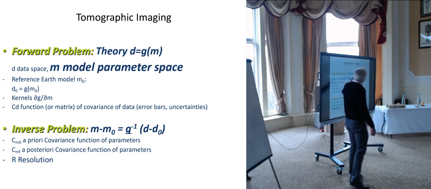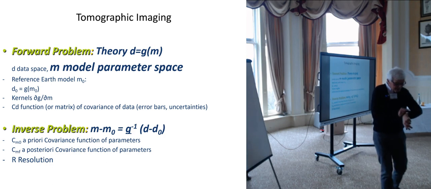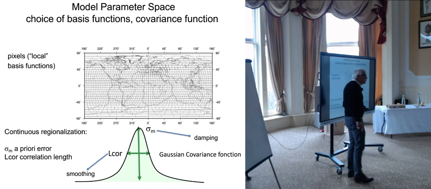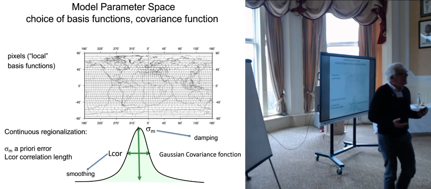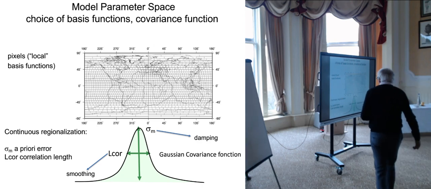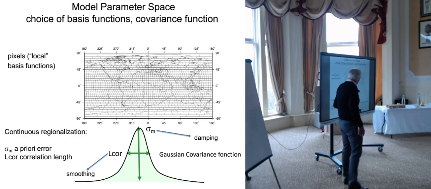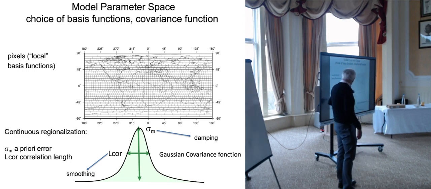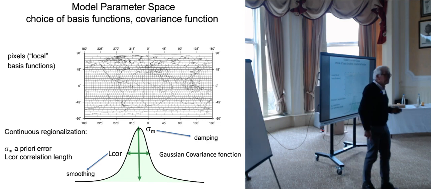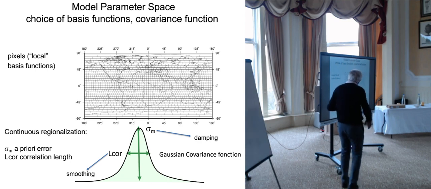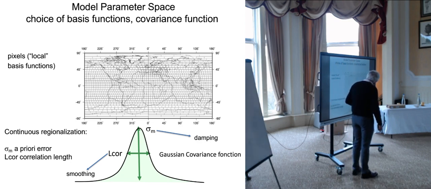Theory, data space, and now how can we choose the model parameter space? Again, it's a difficult issue because we have a lot of possibilities. You can say, okay, my function will be described by pixels, which correspond to a local basis function, or we can try to use a Gaussian covariance function, which is a way to take account of the probabilistic approach that we are using in this problem.